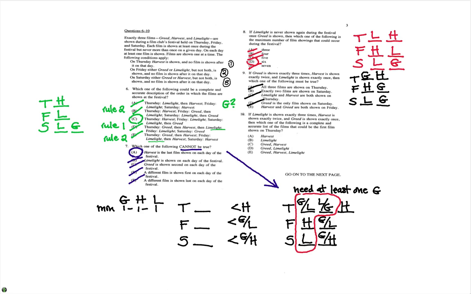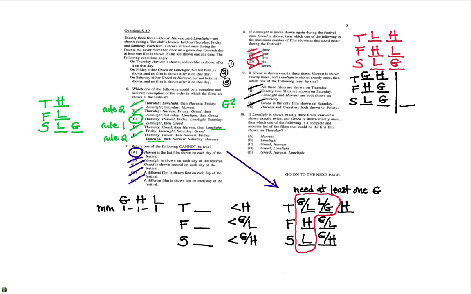Harvest and greed are both shown on Friday. So we're down between B and E here because we have B, exactly 2 films shown on Saturday. We have E, greed and harvest, both shown on Friday. Both of those are valid according to our scenario. So clearly we're missing a possibility. Well, B says exactly 2 films are shown on Saturday. Is it possible to have a scenario where we only have 1 film shown on Saturday?